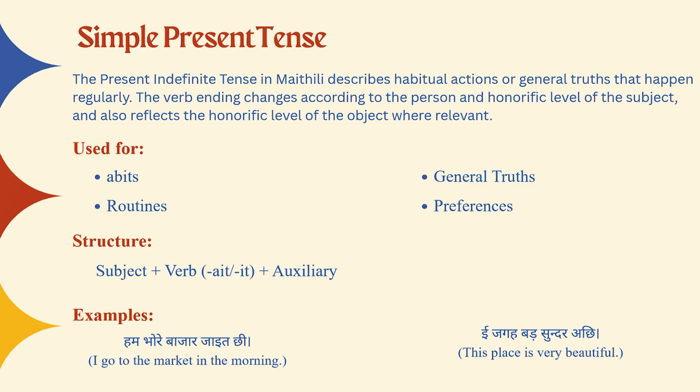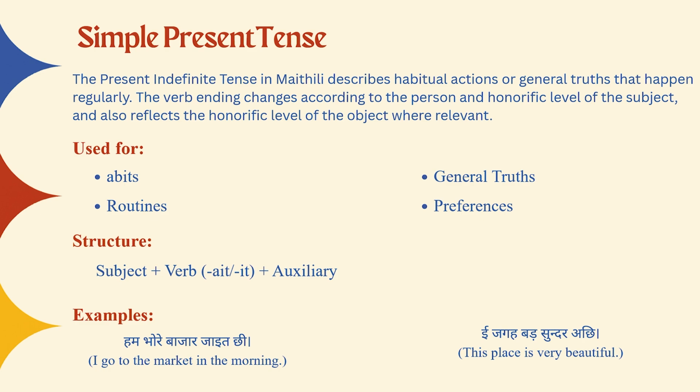Okay, then we moved on to simple present tense. The present indefinite tense in Maithili describes habitual action or general truths that happen regularly. The verb ending changes according to the person and honorific level of the subject, and at times also reflects the honorific level of the object, because Maithili has object agreement as well. Used for habits, general truths, routines, preferences.